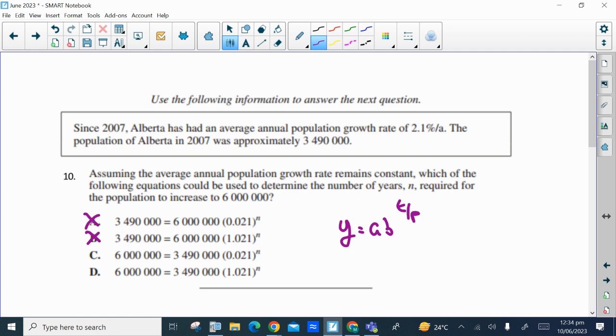A is the initial amount. The initial amount would be 3,490,000, which matches equations C and D. The only difference is what is B, the base? That is the growth factor. So if it increases by 2.1%, you're going to have 100% plus 2.1% more. So B as a percent would be 102.1%, but we always have to write it as a decimal. So it'll be 1.021 as a decimal. That is why C is the correct answer.